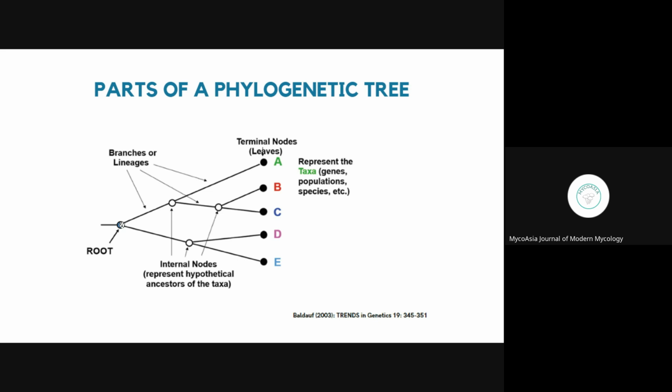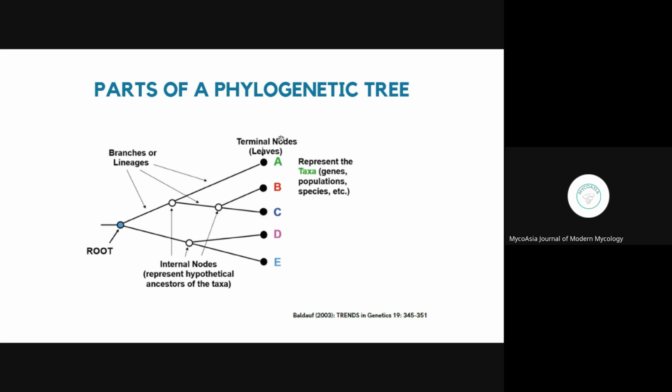These branches connect to sequences, or we'll have branches or lineages. These connect to organisms or to sequences. These round things are nodes. When they are inside, they are called internal nodes. When they are at the terminal position, they are called terminal nodes.